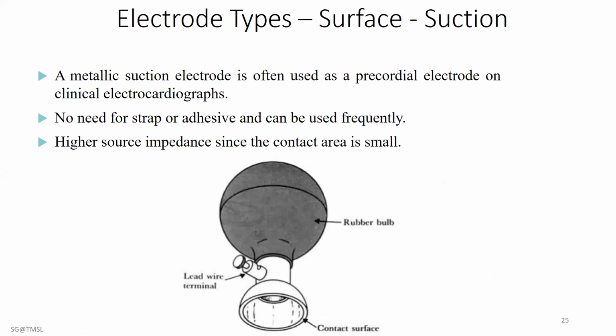Next is the suction type, the metallic suction electrode. It is a modification of the metal plate electrode that requires no straps or adhesive for holding it in place. It consists of a hollow metallic cylindrical electrode which makes contact with the skin at its base. Using this type of suction electrode creates irritation to the patient, because no electrolytic gel or adhesive is used at the interface of the skin and the electrode. It is just suction of air.